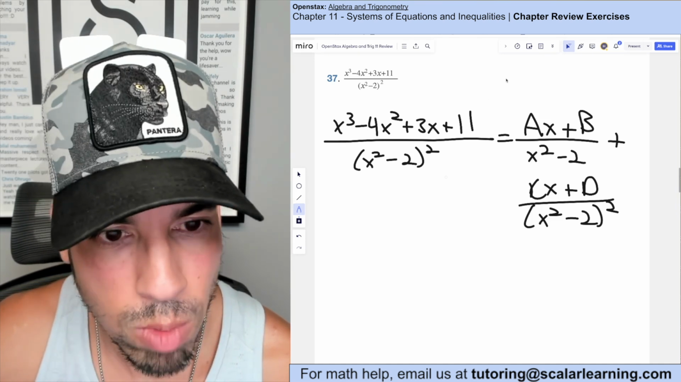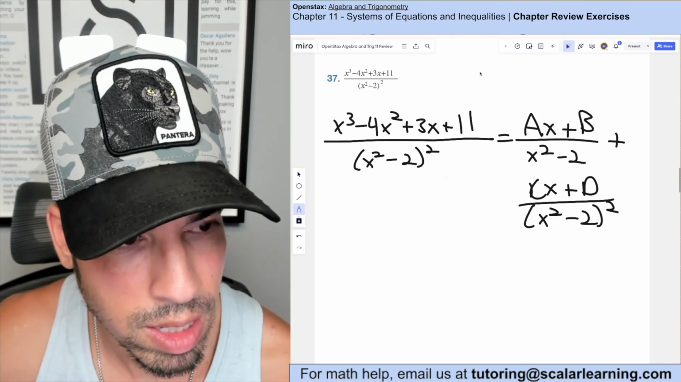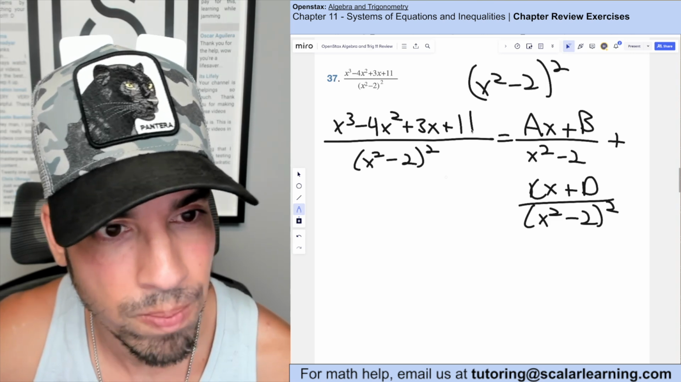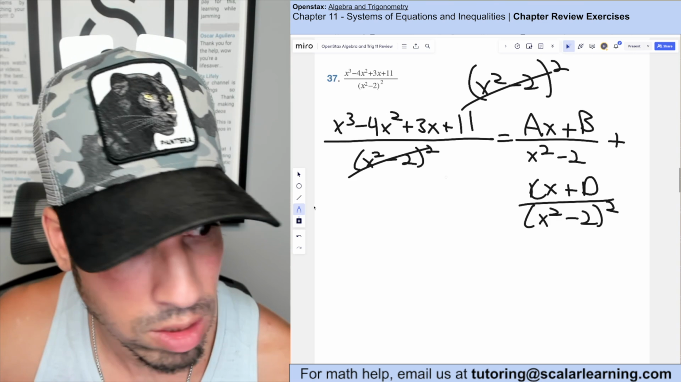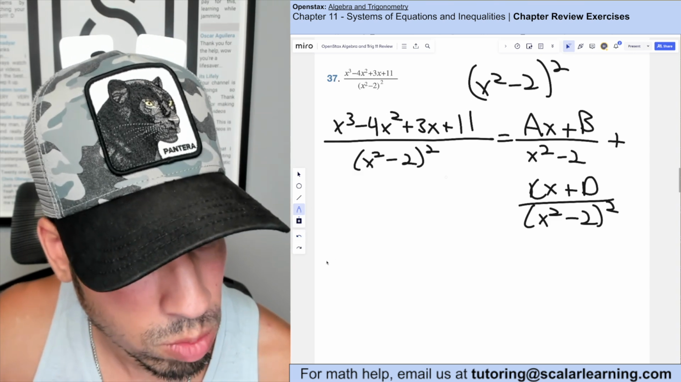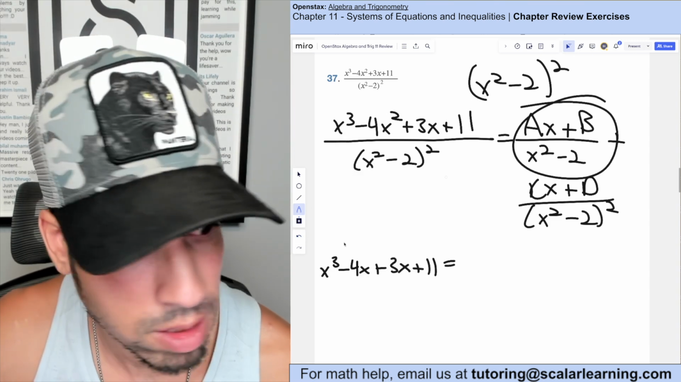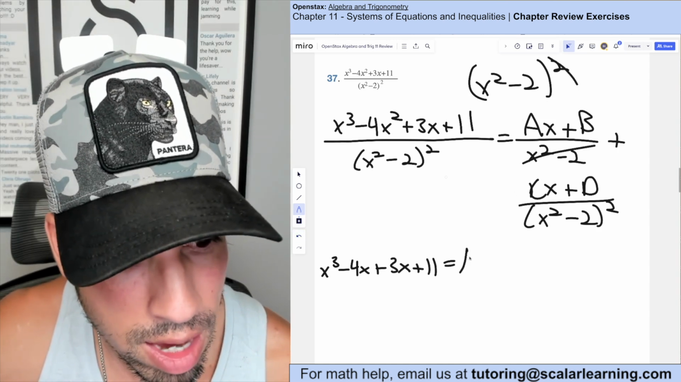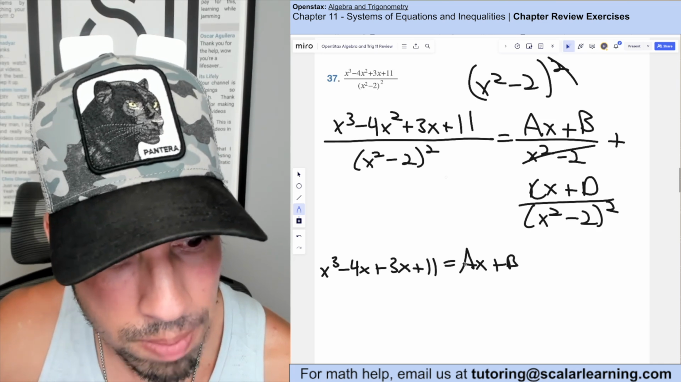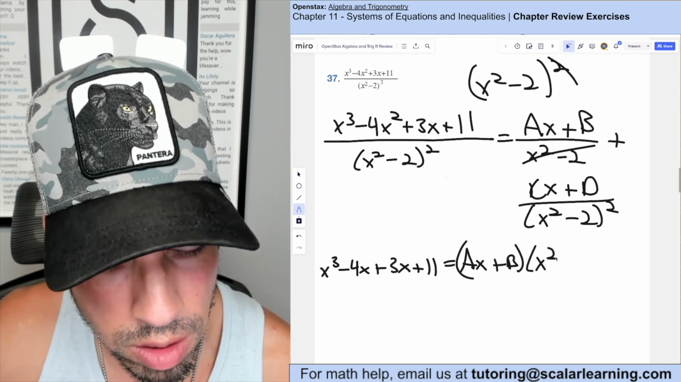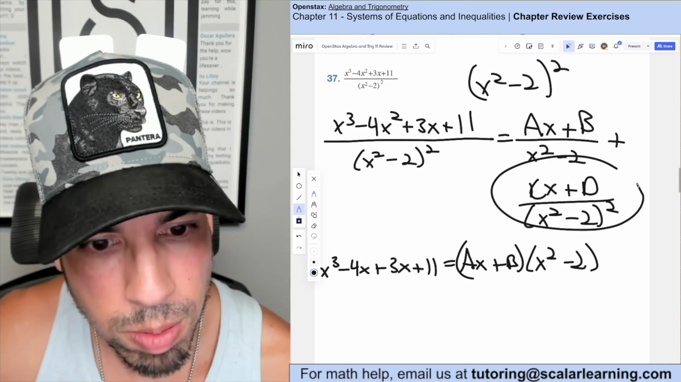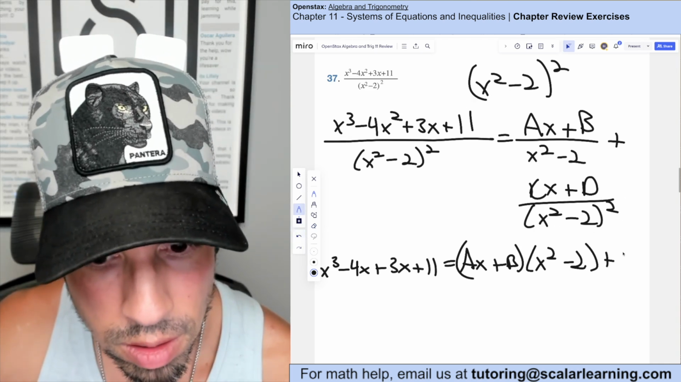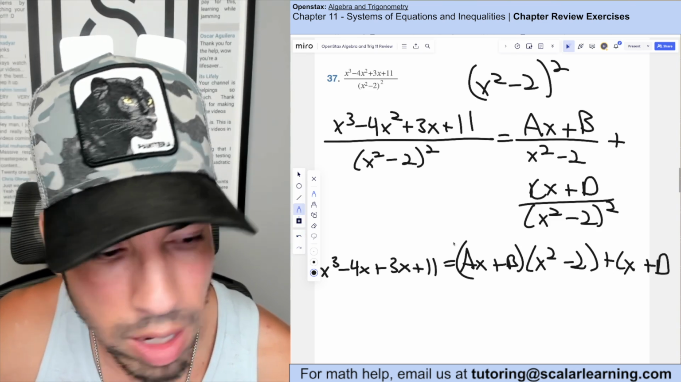Now, once again, we're going to multiply both sides by that denominator, x squared minus 2 squared. Okay, so on the left side here, these are going to cancel out, right? And we got just that numerator. Then over here, when I multiply against this term, I got this canceling out with that, and then I'm left with ax plus b times x squared minus 2. And then when I multiply against this guy, these denominators completely cancel out, and I'm just left with cx plus d.